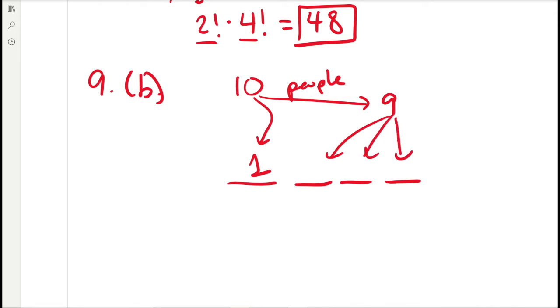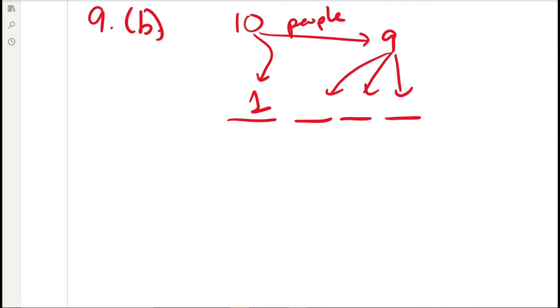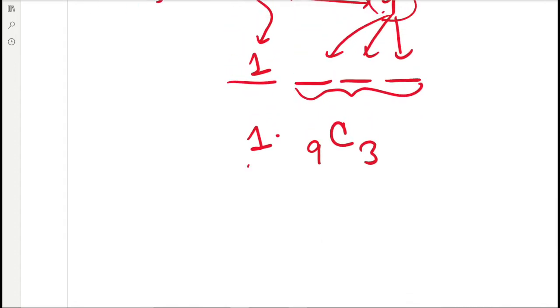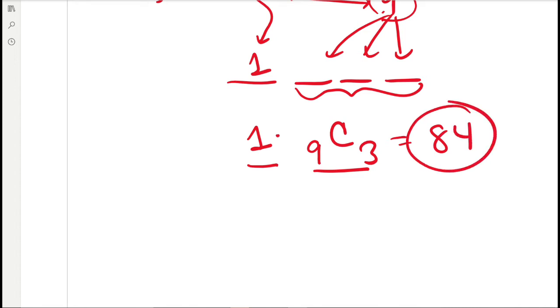So how are you going to choose those people? Well, you can choose them in any order, right? And you're choosing 3 of them. So in this case, you have one person, and then for the rest, you can choose them in a bunch of different ways, so we'll call that a combination. We have a combination of 9 people left, and you're choosing 3 of them at a time. By the multiplication counting principle, we can multiply those two possibilities. So we do 9 choose 3 times 1, which is going to give you 84 total different committees.